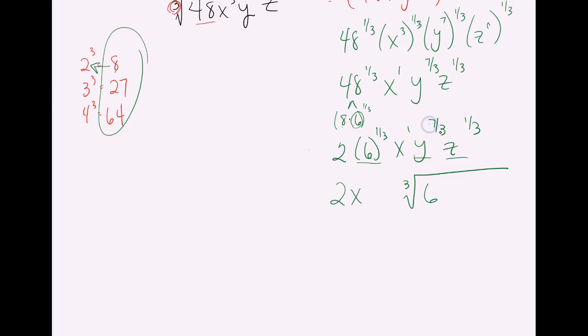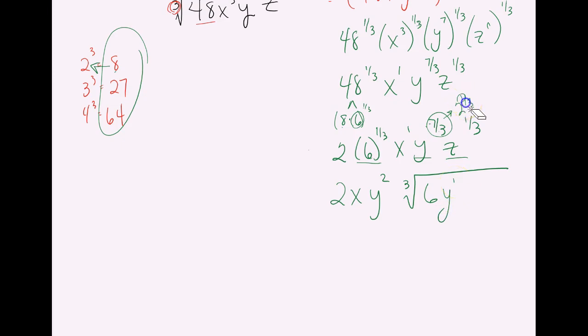The y to the 7/3, what you want to do is talk yourself through the division. 7 divided by 3, right? What that's asking is, how many times does 3 go into 7? If you just want to turn it into a mixed number, you can, because 7 over 3 is the same thing as 2 and 1/3. So I like to talk myself through it and say, okay, 3 goes into 7 twice, which means that a y squared is going to come out here, and then the remainder is a 1, so a y to the 1st will stay under.